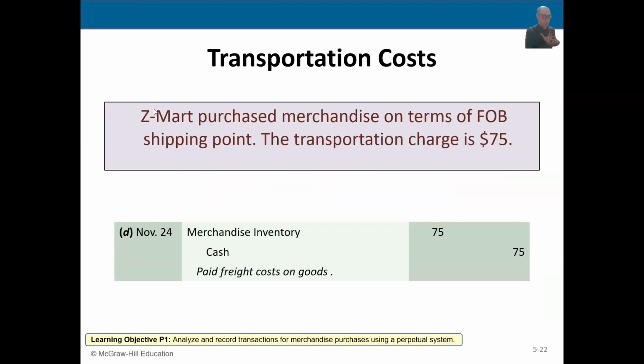Okay, so our convenience store. We purchased inventory and our shipping terms were free on board shipping point. And it cost $75 to ship our inventory to us. So we debit merchandise inventory $75 to increase the value of the inventory by $75. Because remember, the total value of inventory is the purchase price of the inventory plus any type of insurance and shipping. And then we credit cash to pay for the shipping.